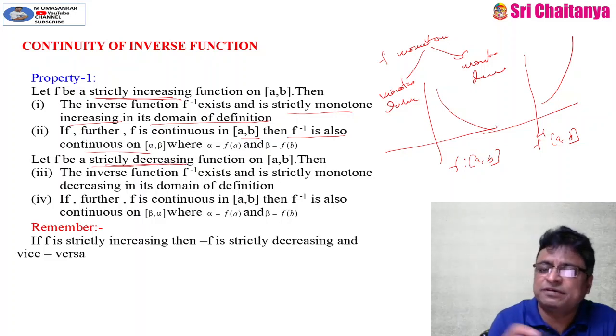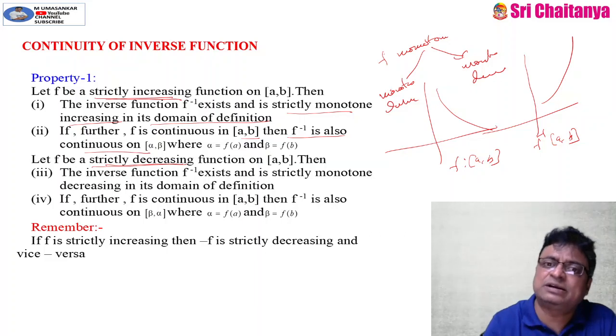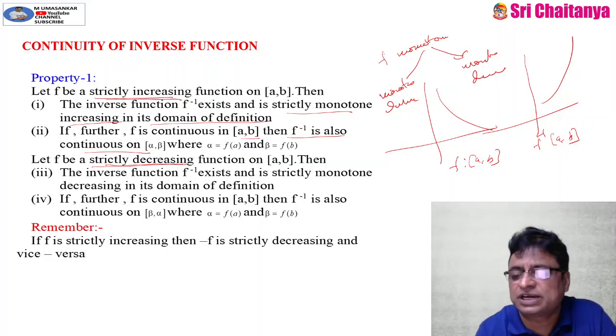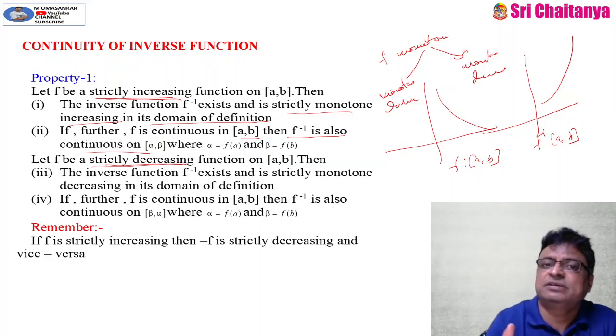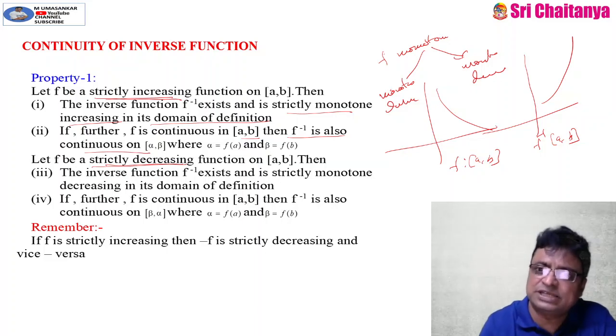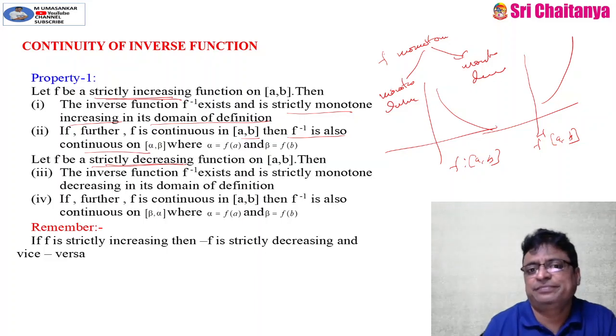Similarly, the same thing we can discuss with the decreasing. If f is strictly decreasing on closed interval [a, b], then the inverse function f inverse exists and it is also strictly decreasing. So the inverse of a strictly increasing function exists and is strictly increasing. The inverse of a strictly decreasing function exists and is also strictly decreasing.